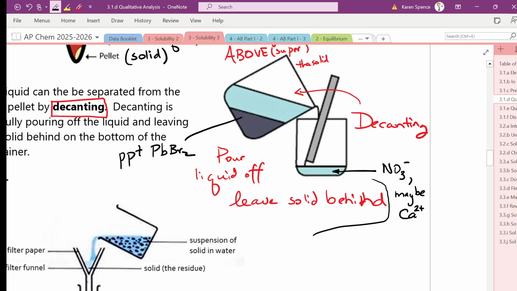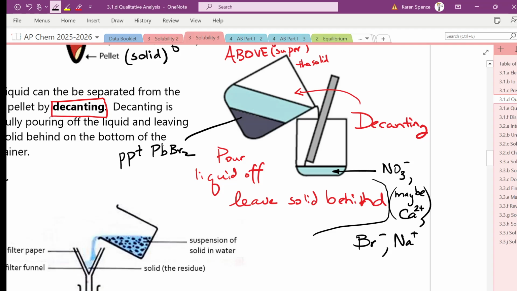But remember, we added an excess of the sodium bromide. So what other ions would be in our supernatant, in the liquid? Bromide and sodium. Okay, so I'll put maybe calcium in brackets. So we definitely have nitrate, we have bromide, we have sodium, and maybe we've got some calcium. We don't know yet.